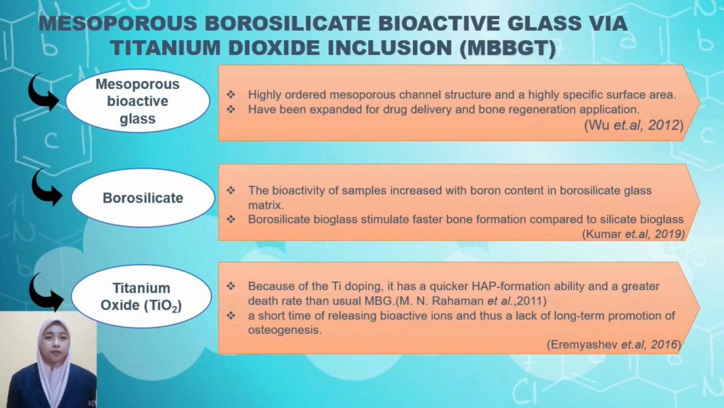In this project, the first material that we use is mesoporous bioactive glass because it has a highly mesoporous structure, channels and a specific surface area. It has also expanded into drug delivery and bone regeneration applications. Second is borosilicate. The bioactivity of the bioactive glass increased because of the boron content in the borosilicate glass matrix. The borosilicate glass can also stimulate faster bone formation compared to silicate bioglass.